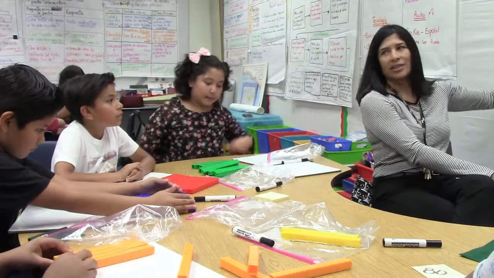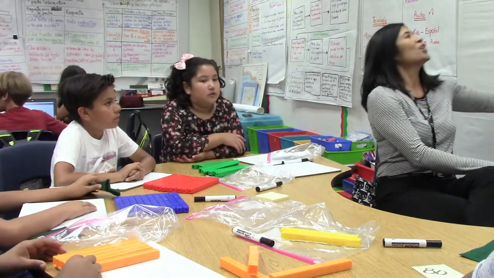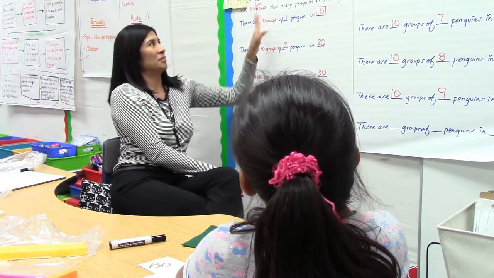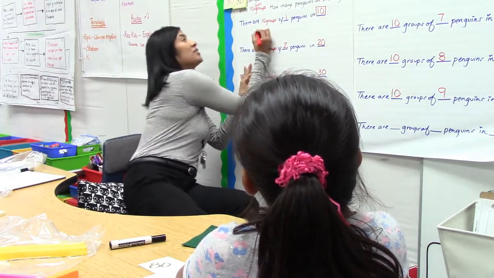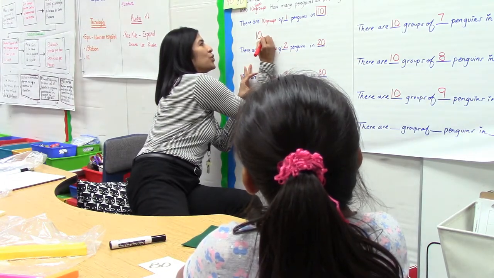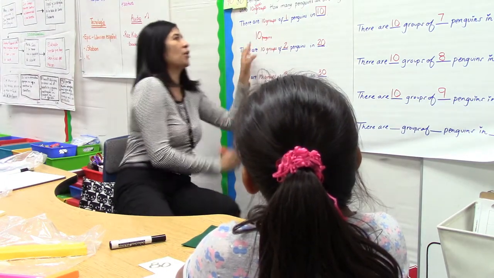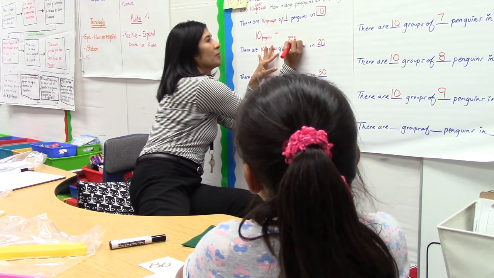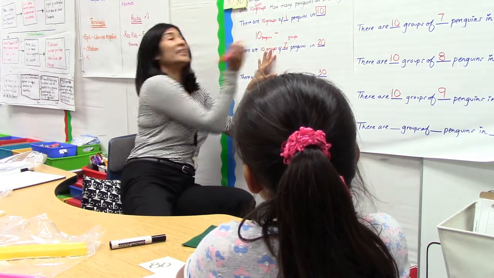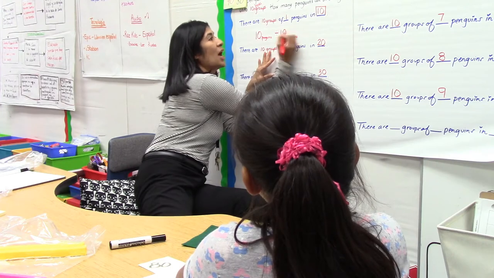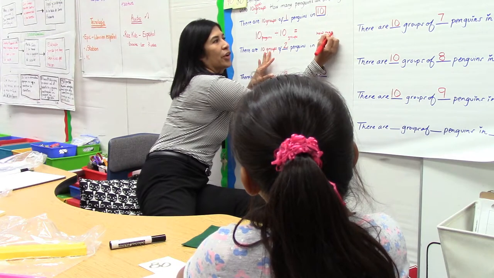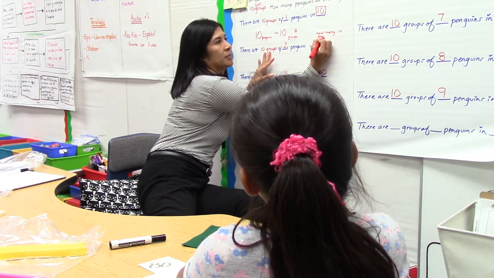So let's look at this. We were talking about the number of groups, right? So here, we're starting with how many penguins? 10 penguins. I'm going to write penguins here very small so that you know what I'm talking about. They're going into how many groups? 10. And what we're trying to find out is how many in each group.